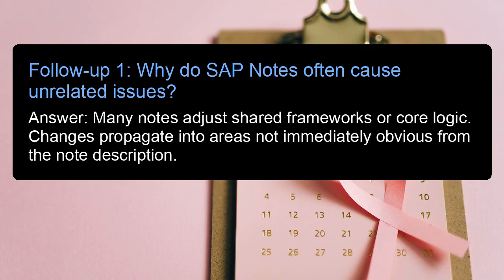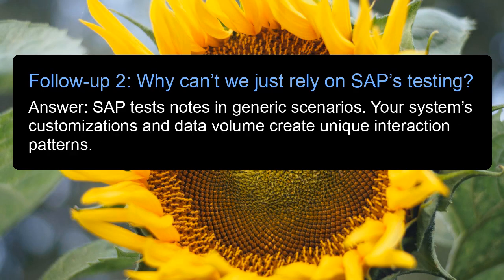Follow-up 1. Why do SAP notes often cause unrelated issues? Answer: many notes adjust shared frameworks or core logic. Changes propagate into areas not immediately obvious from the note description. Follow-up 2. Why can't we just rely on SAP's testing? Answer: SAP tests notes in generic scenarios. Your system's customizations and data volume create unique interaction patterns.